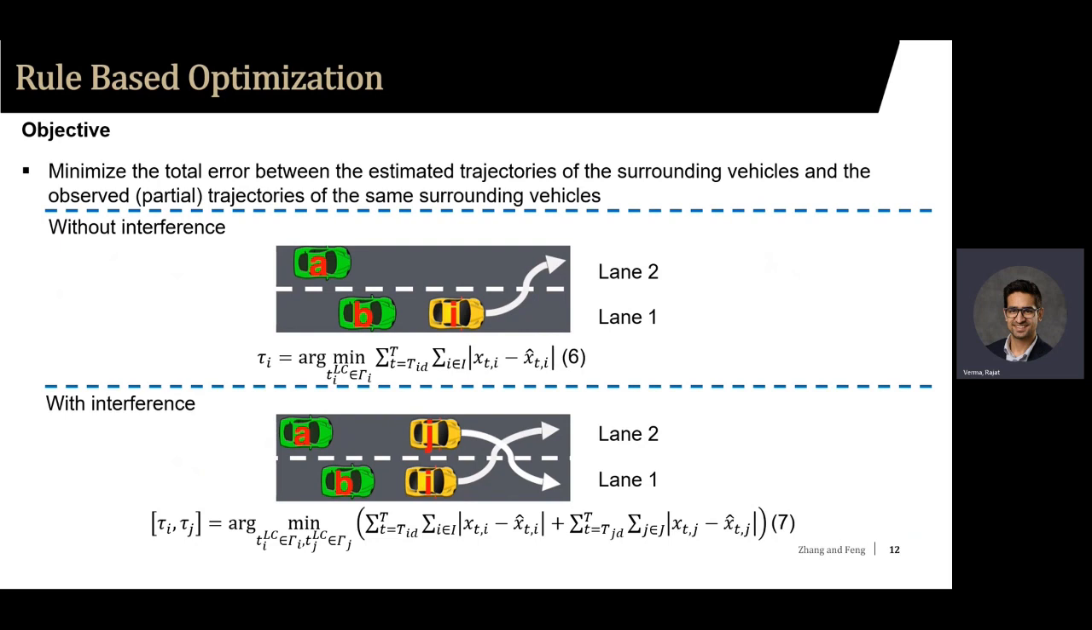The second case is with interference. That means in this case, vehicle I changed lane from lane 1 to lane 2, and vehicle J changed lane from lane 2 to lane 1, and they have overlapping lane change time intervals. So we need to consider them as a group to minimize the total error between the expected trajectory of the surrounding vehicles A, B and their observed trajectory of the same vehicles.